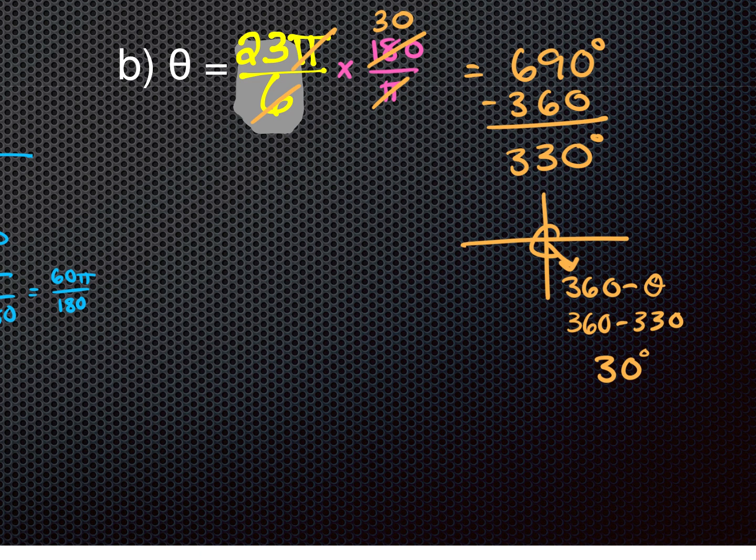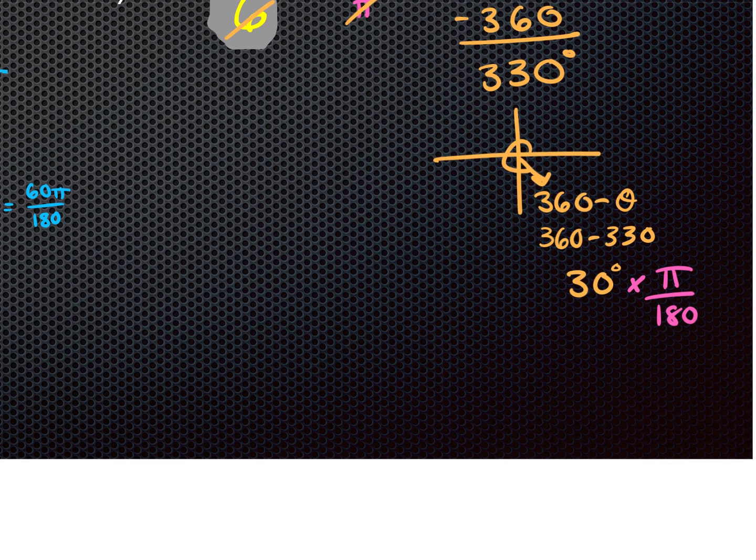Is that my answer? What do we have to do next? We got to convert it back to radians. Since our question was in radians, for our reference angle, we got to leave our answer in radians too. So we're going to multiply by pi over 180. So we get what? Pi over 6. Perfect.